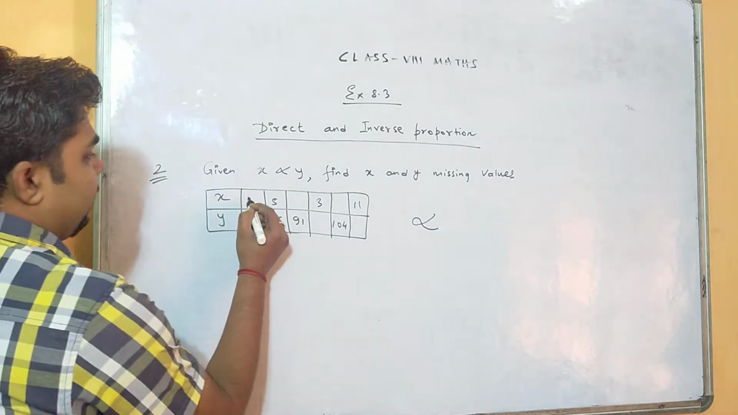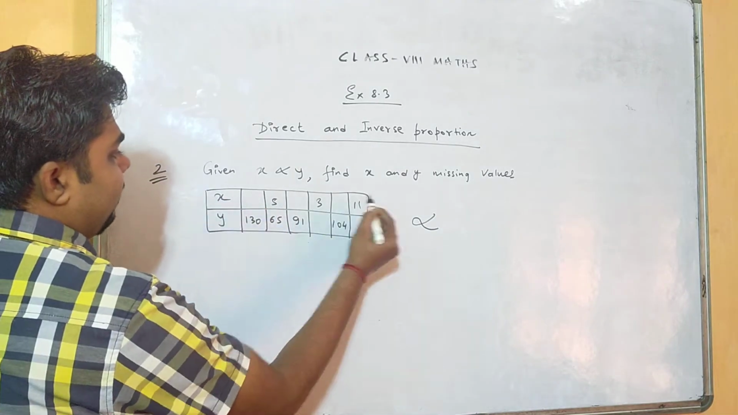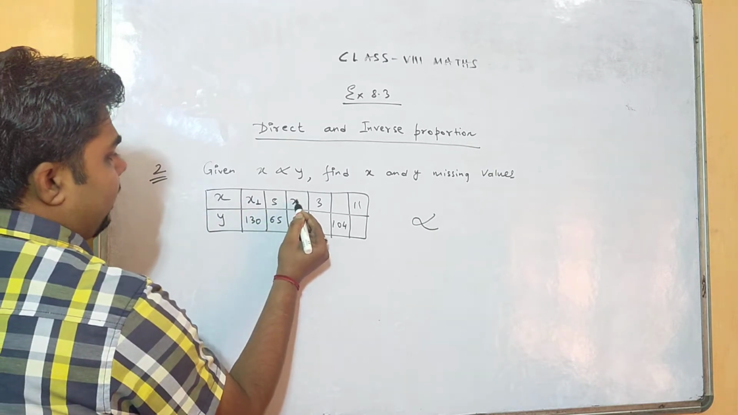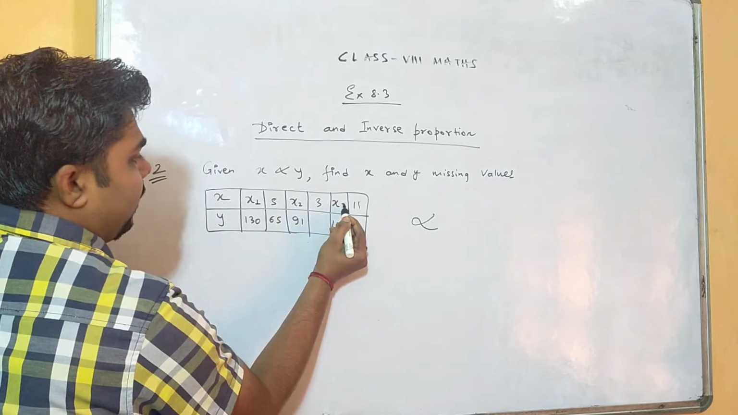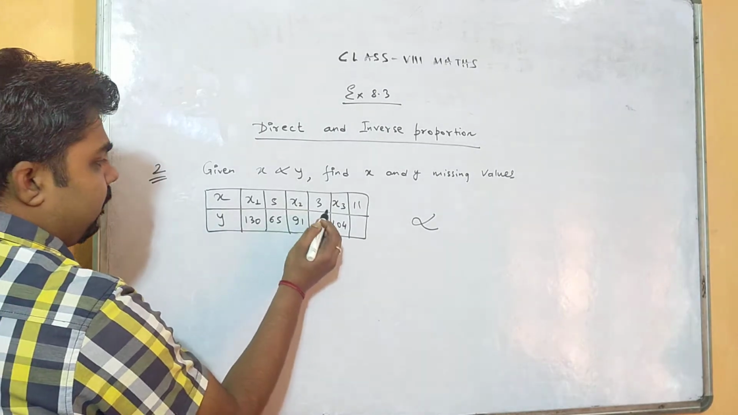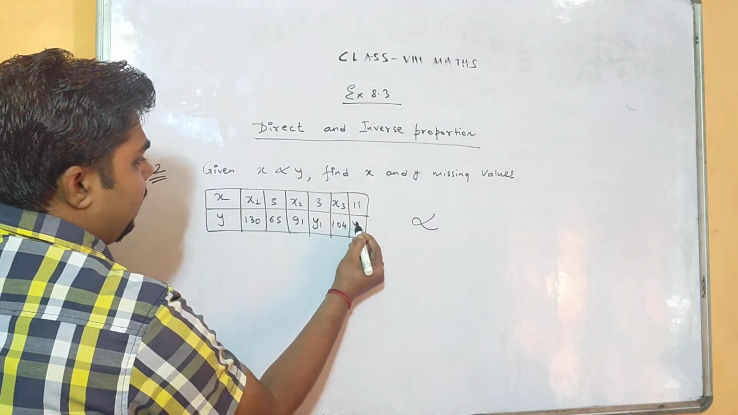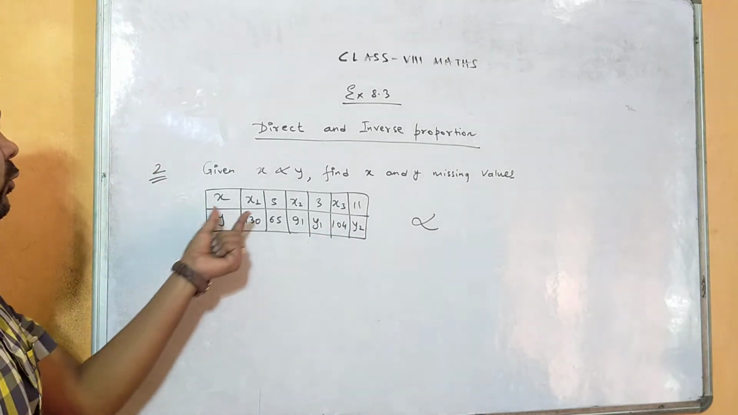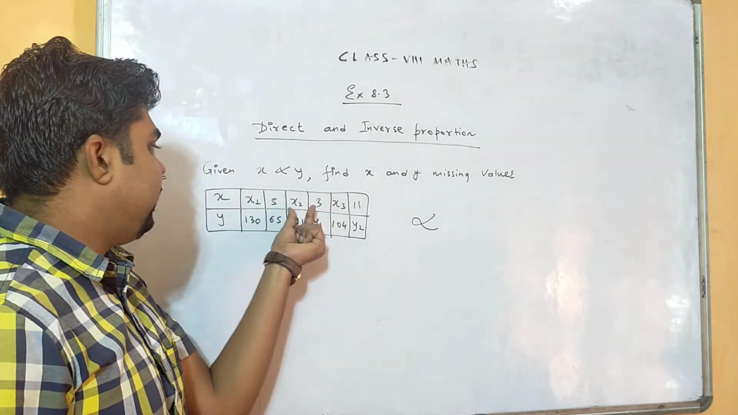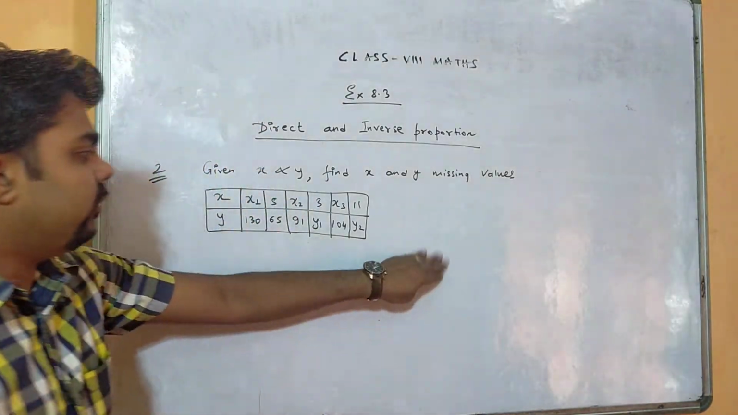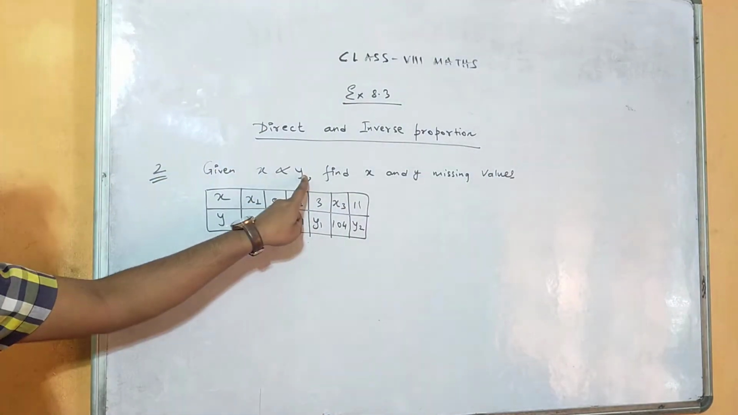So in the missing places, let us consider the ones in the x group. I will consider this one as x1, this as x2, and this as x3, right? Similarly, the missing values in the group of y I will write as y1 and y2, right? So we have to find x1, x2, x3, y1 and y2. And in the question it is already said that x is directly proportional to y.